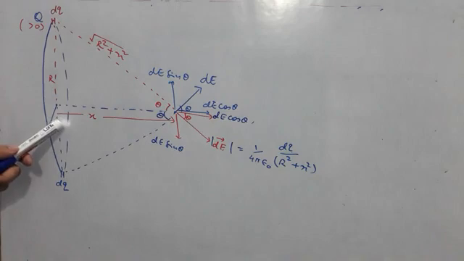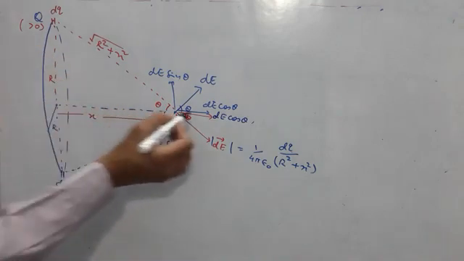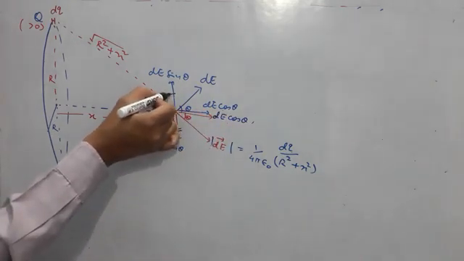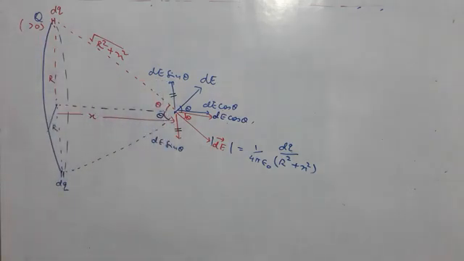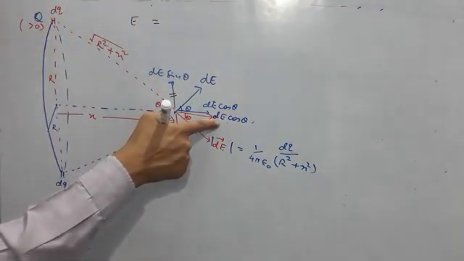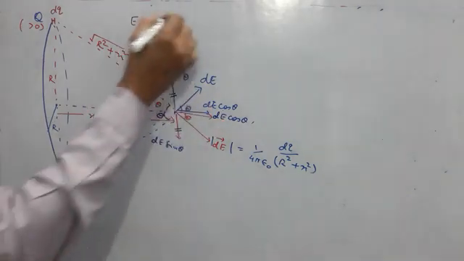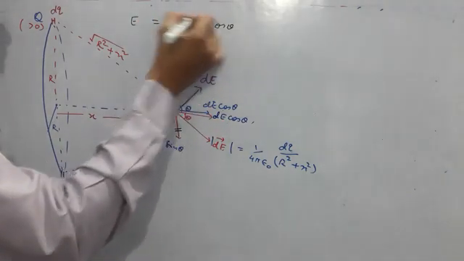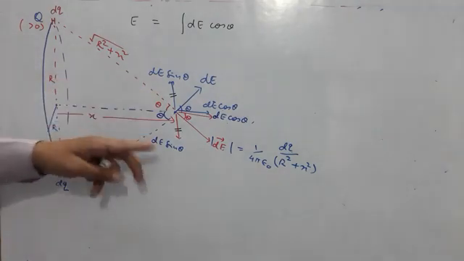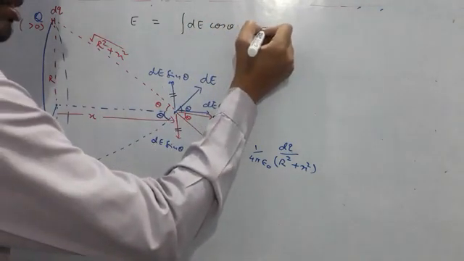Likewise, we can choose other pairs of elements lying on the end points of the diameter. It's clear from this particular resolution of vectors that the components dE cos theta are in the same direction, but the components dE sin theta will cancel because they are in opposite direction. That gives us the hint that the net electric field will be found by summing over all the elements this component, that is dE cos theta. So we will integrate it. If we take into consideration all the elements, then their dE sin theta, as I have discussed, will cancel.